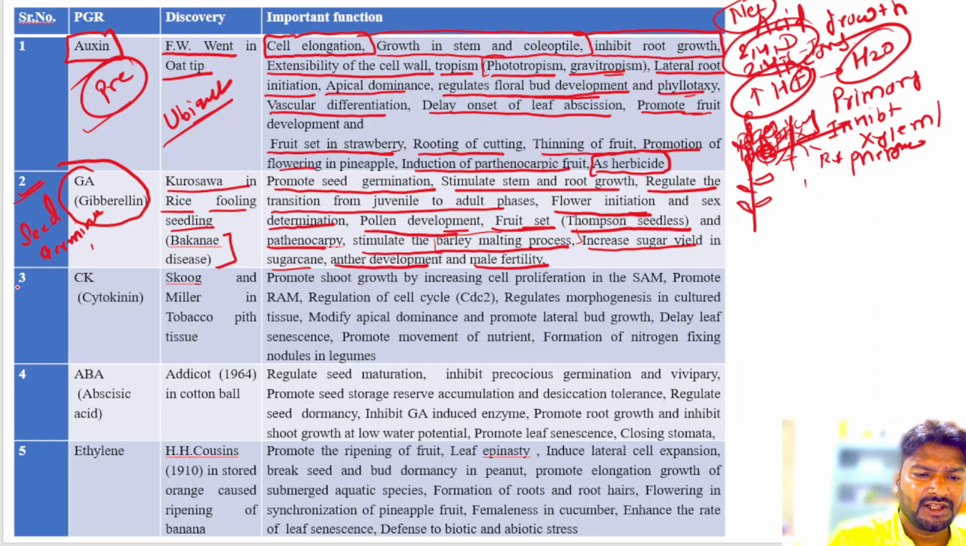Okay. Third hormone is cytokinin. So this cytokinin was discovered by Skoog and Miller in tobacco tissue.